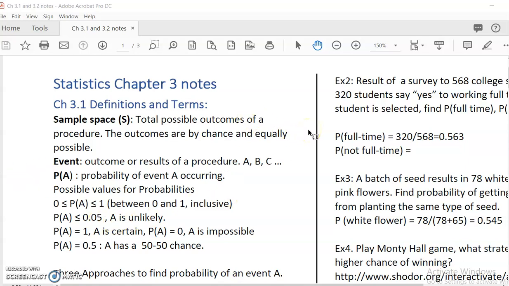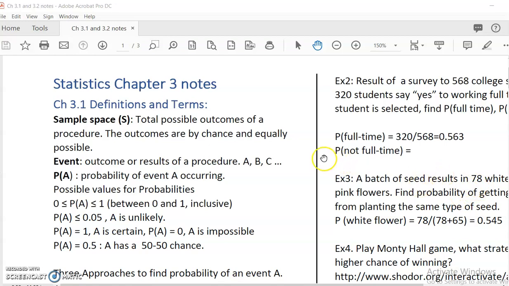Before we get into how to calculate probability, let's introduce some terms. The first term is sample space. Sample space is the total possible outcomes of a procedure. These outcomes are by chance and equally possible, so we can list them in a set format.